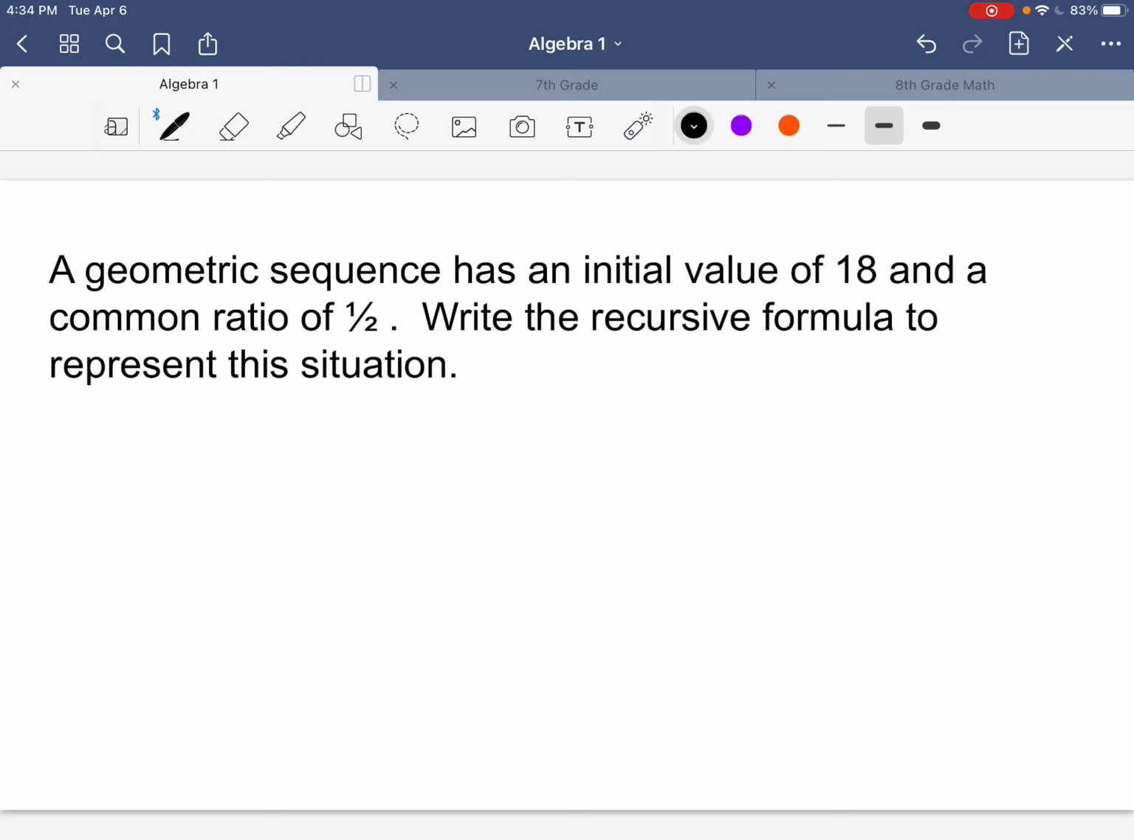Again, you might be given a problem like this. We need to identify two things. We need to identify the initial value. And so when you think of initial, hopefully you think of your initials. And your initials are what? The first letters of your name. So the initial value means the beginning. It's the start. So I have the first value, A1, is 18. The common ratio equals 1/2.